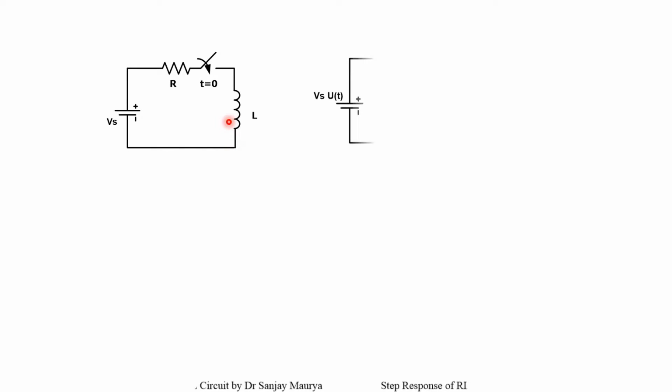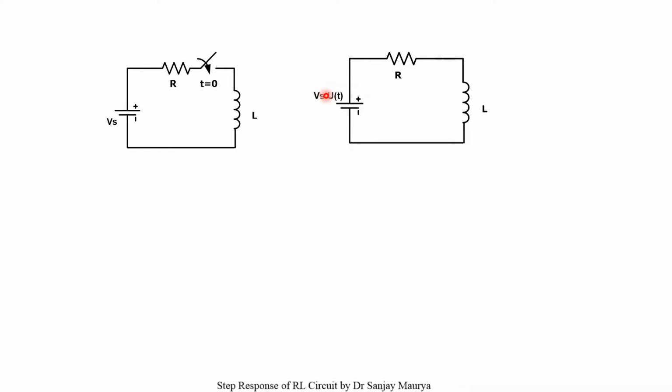So this phenomenon can be modeled with the help of the unit step function. If we multiply the unit step function with the source voltage, this switching phenomenon can be modeled. For t less than 0, this voltage source will be 0, just because for t less than 0, the unit step function is equal to 0. And for t greater than 0, it will be unity. So if I take the product, Vs will appear across this RL. So this switching phenomenon can be modeled just by multiplying the unit step function with the source voltage.